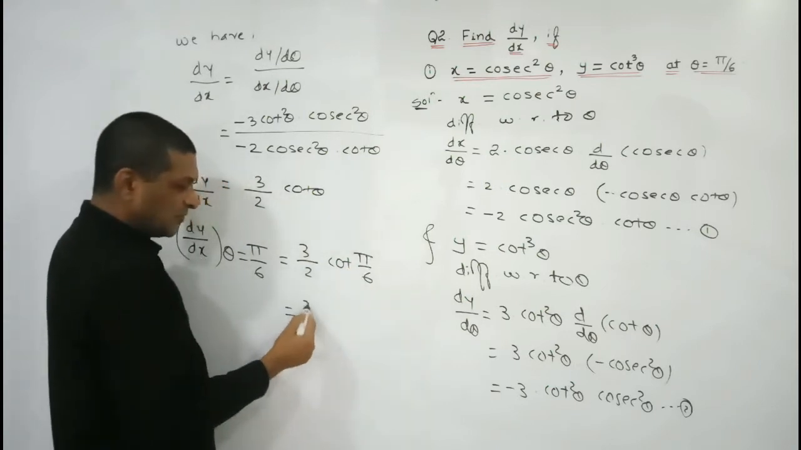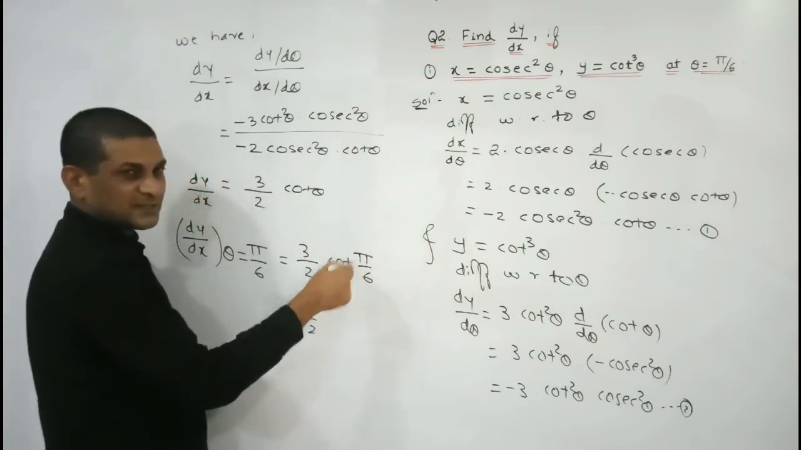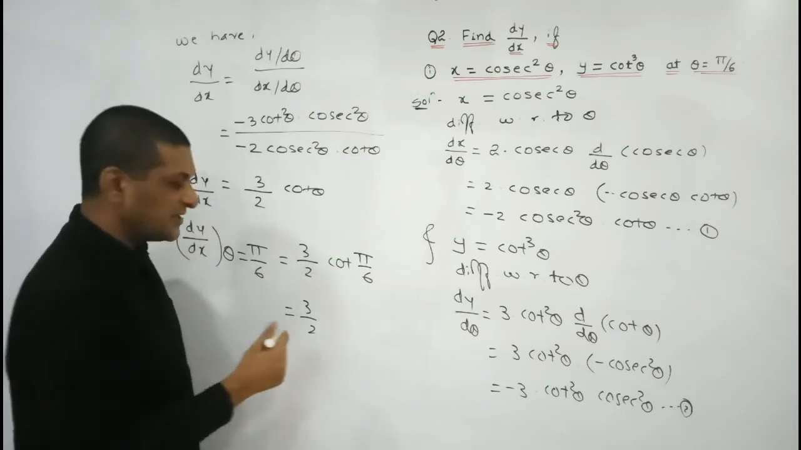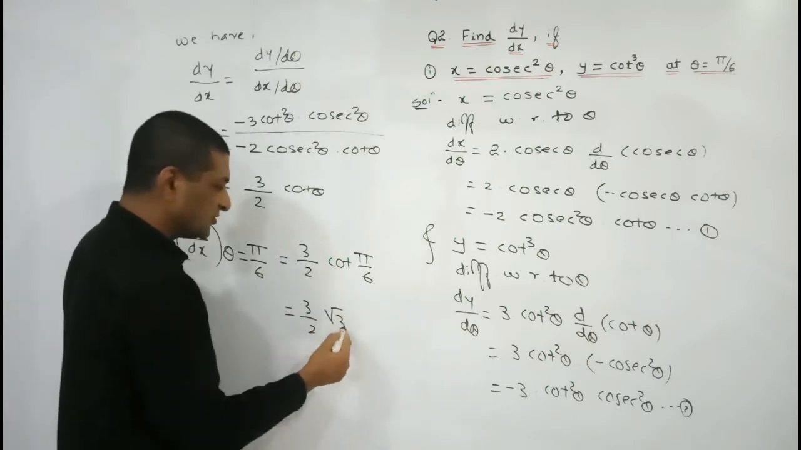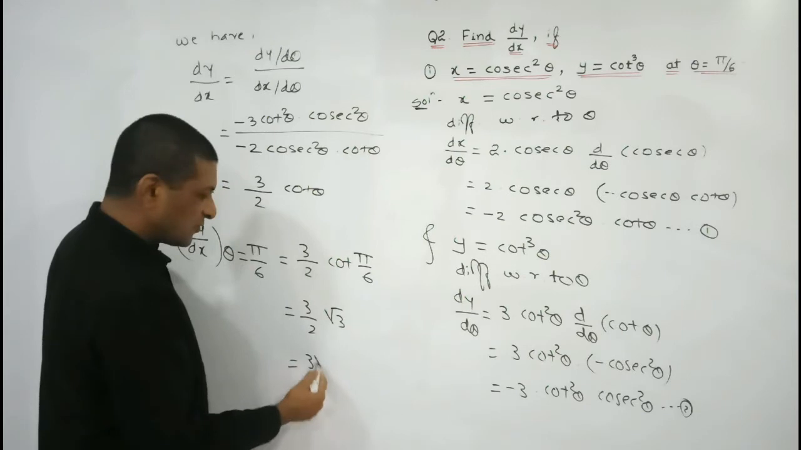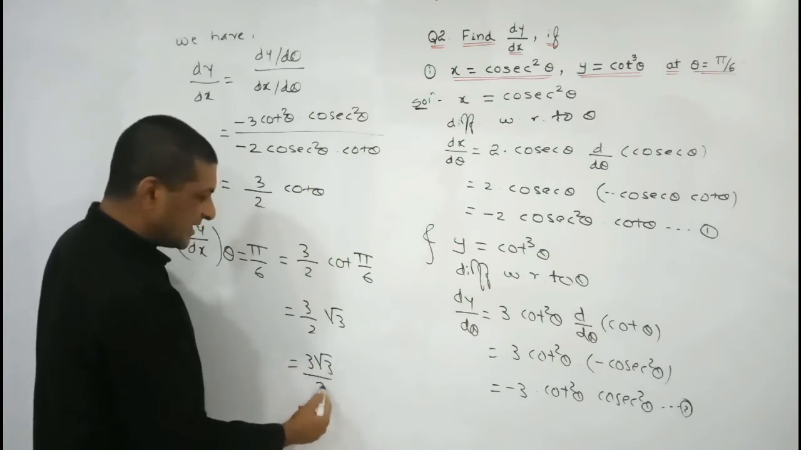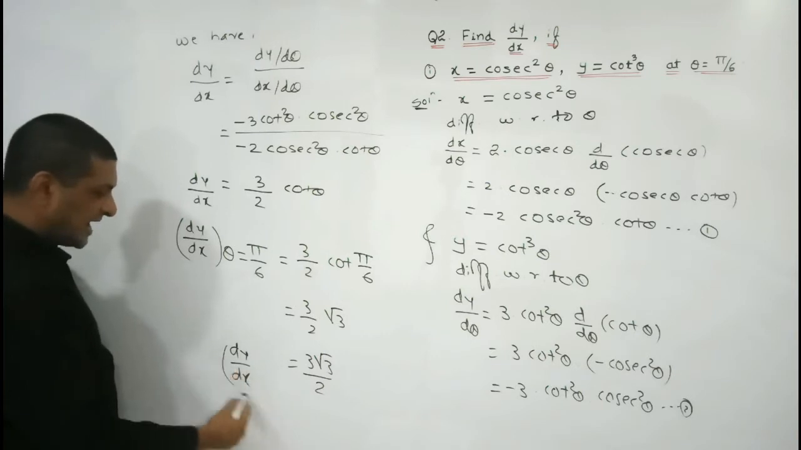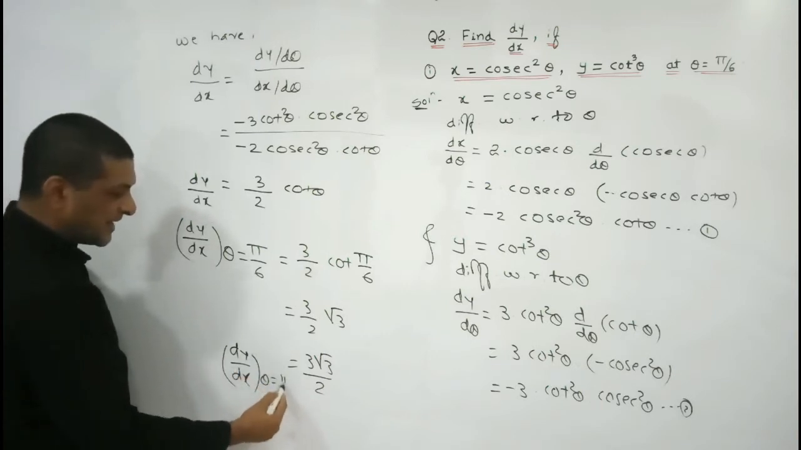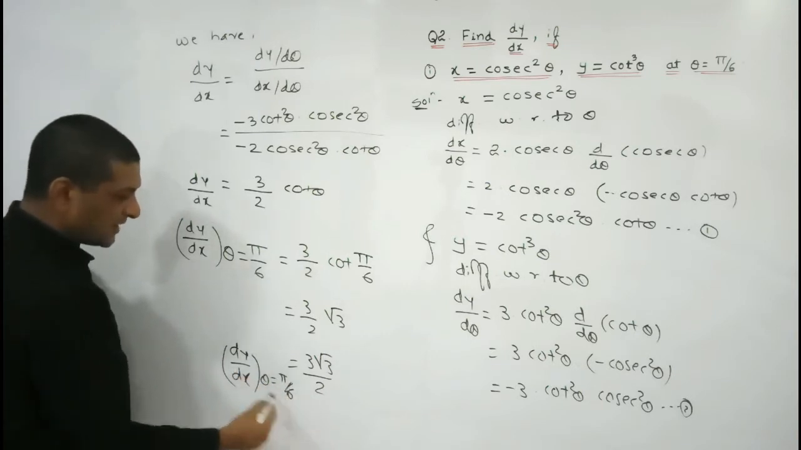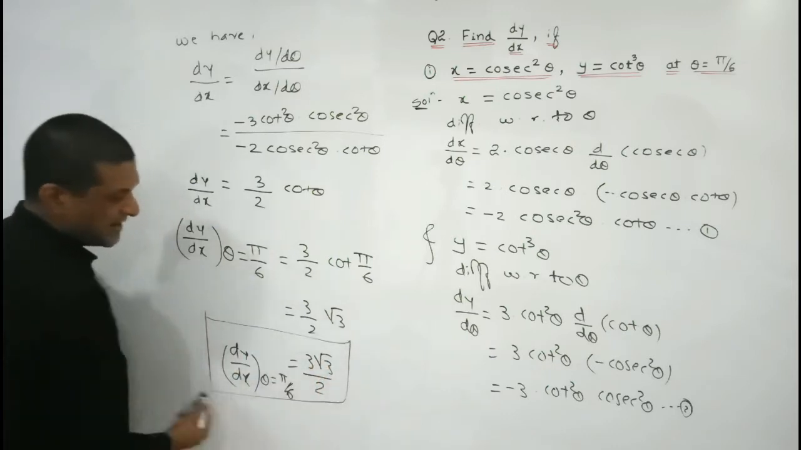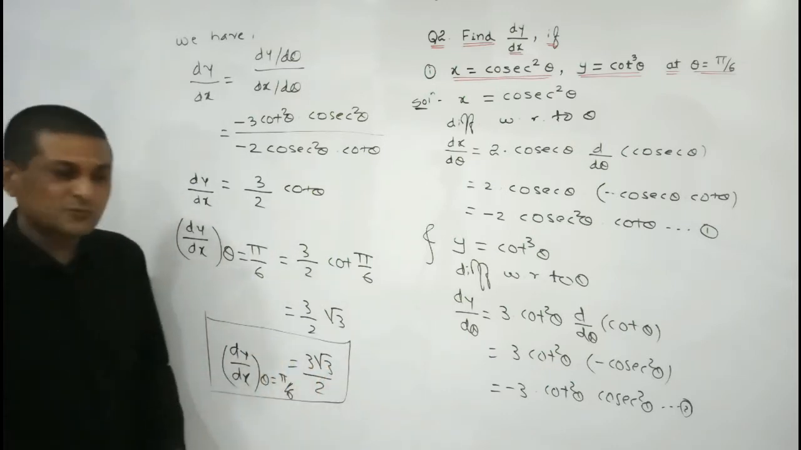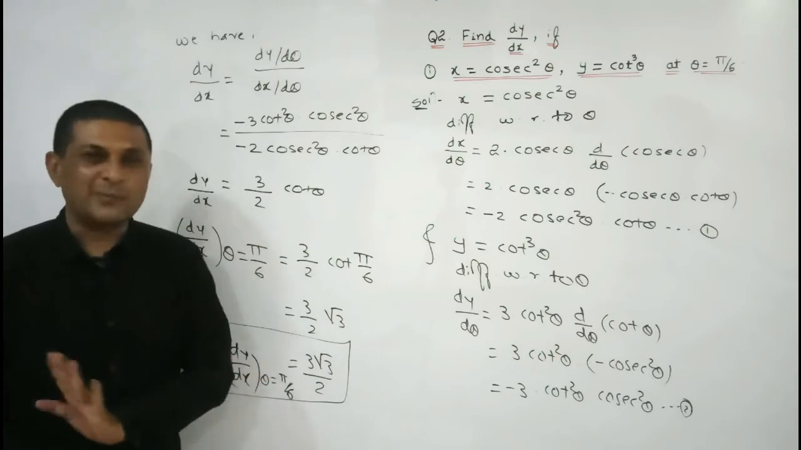We already know that cot pi by 6, which means cot 30, is equal to what? Root 3. In this way, what answer have we got? 3 root 3 divided by 2 is the value of dy by dx at theta equal to pi by 6. In this way we have got our required value of dy by dx at theta equal to pi by 6, which is equal to 3 root 3 upon 2.